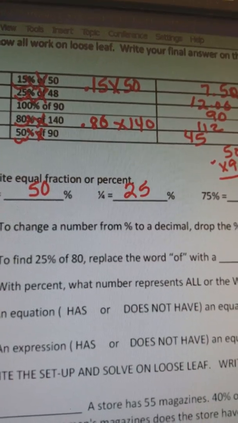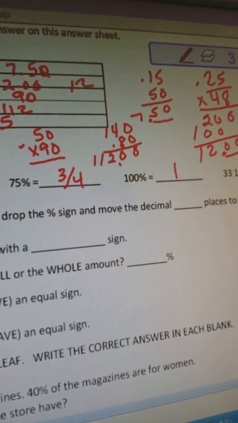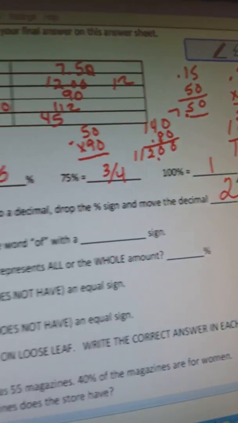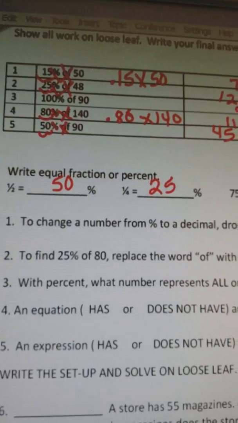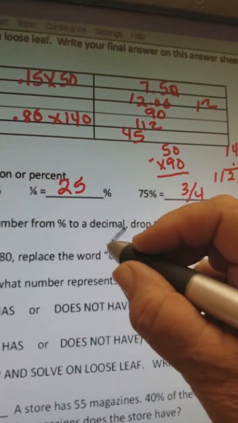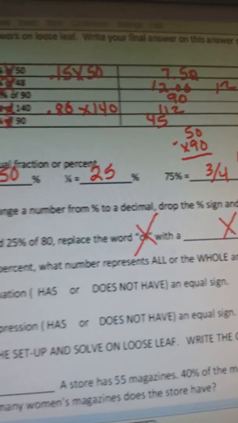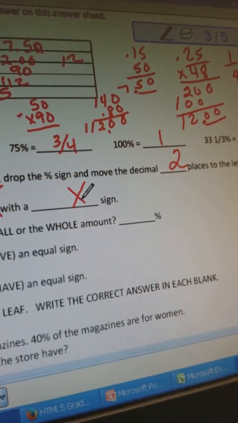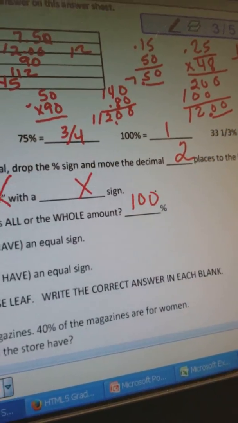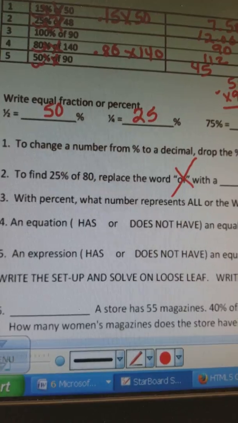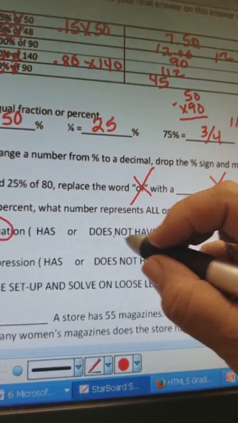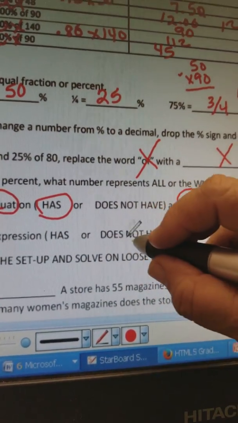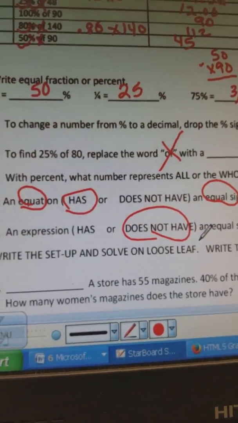And as we just did, to change a number from a percent to a decimal, drop the percent sign and move the decimal, peace, baby, 2 places to the left. To find 25% of 80, replace the word "of," as we just said, with a multiplication sign. With percent, what number represents all or whole? If you ate the whole pizza, you ate 100% of the pizza. An equation, look at the word here, has an equal sign. An expression does not have an equal sign.